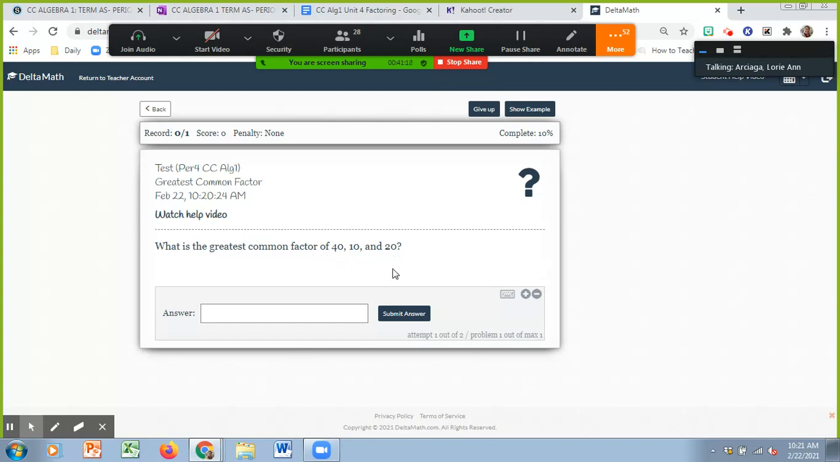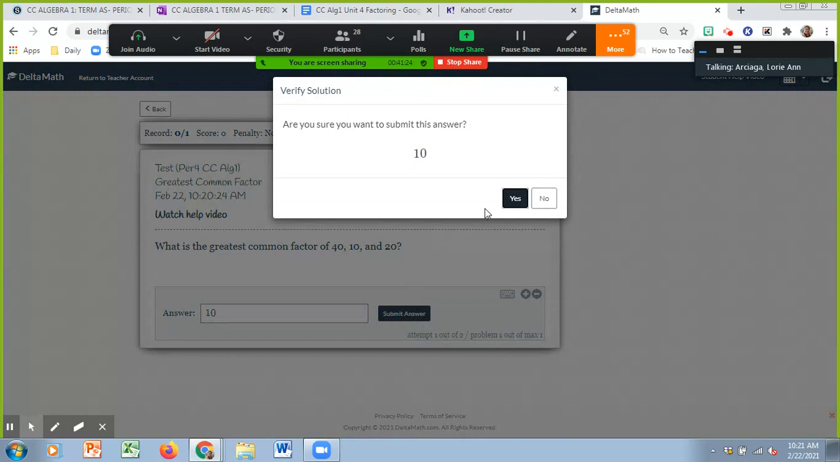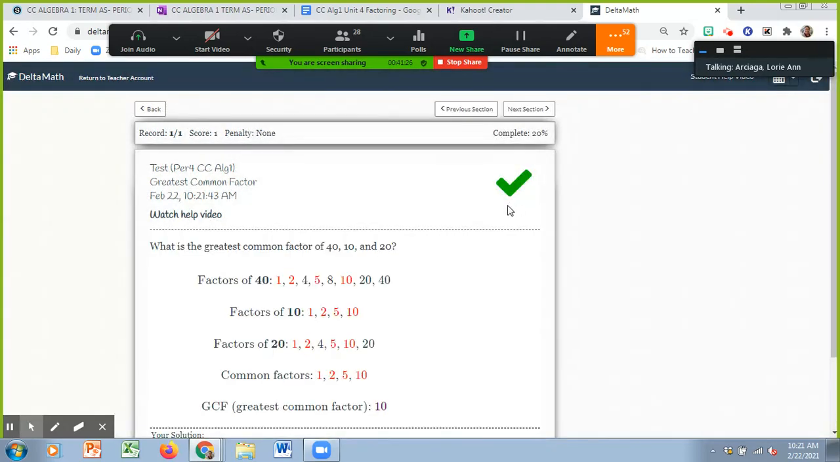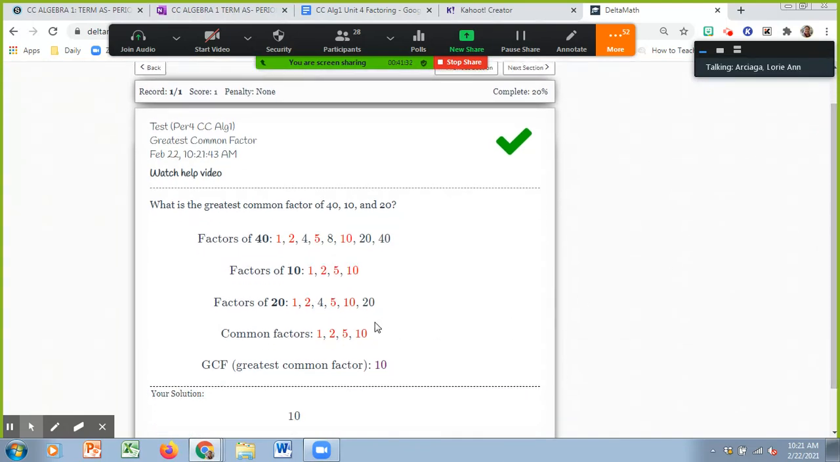So yes, you can do a factor tree, but that will take you so long, right? So you have to find a convenient shortcut so you can do it in your head. And these are the list of the possible factors, and they're showing you which ones are the common. And of course, the biggest among them is 10, right?